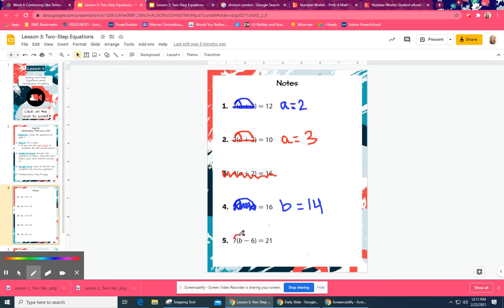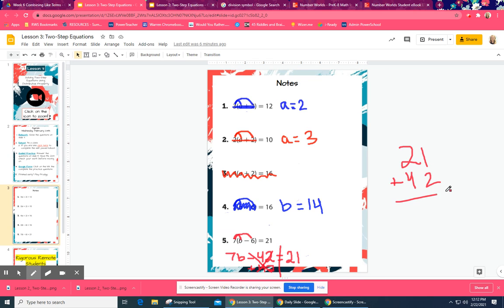All right, I want to do one more. Multiply the 7 to both of these. So you have 7 times b minus, and then 7 times 6 is 42, equals 21. The inverse of subtracting is to add. So I will add 42. I'm going to come over here and do that. 21 plus 42, that would be 3. So 63. Let me rewrite.